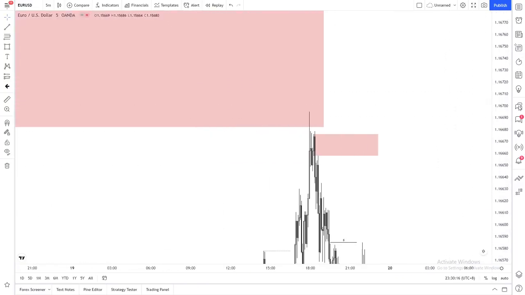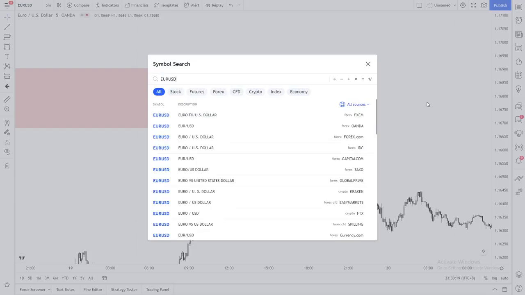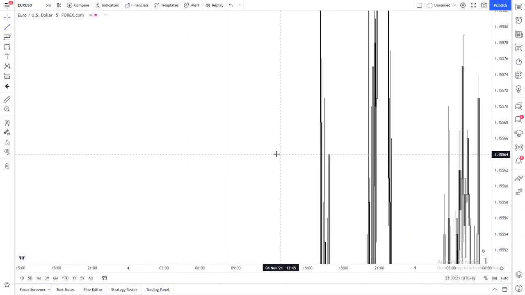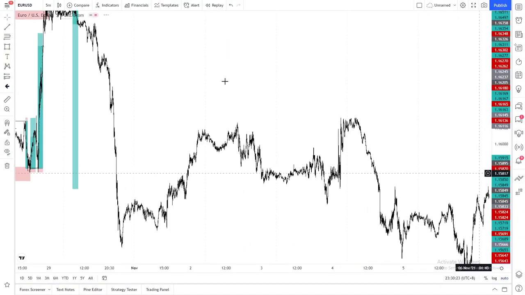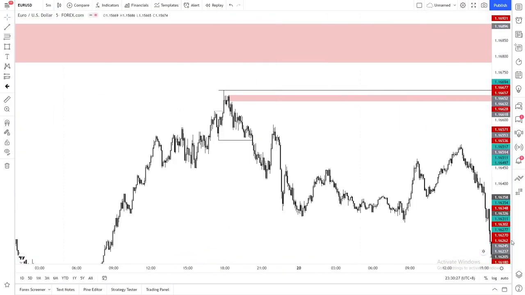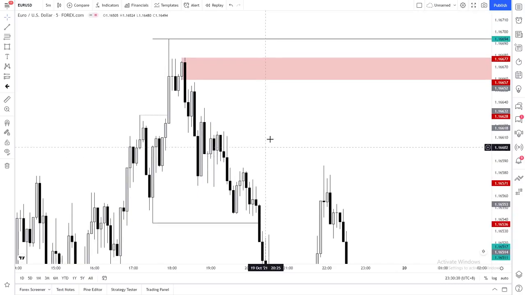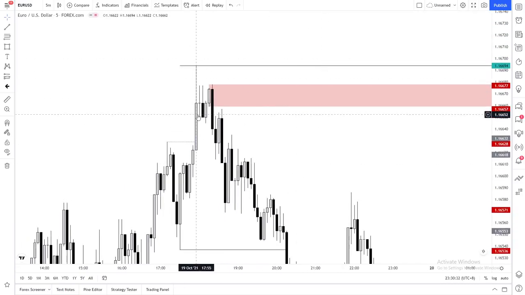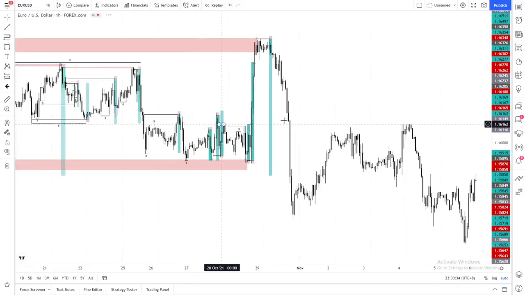But I'll tell you which broker I use. I use this broker, from my feed, forex.com. And just so you guys know, I'm not bullshitting you, this is the feed on the forex.com broker. And you can see how we have a perfectly unmitigated 5-minute OB. And that's the only choice I have, guys. Like, that's the only choice I have.